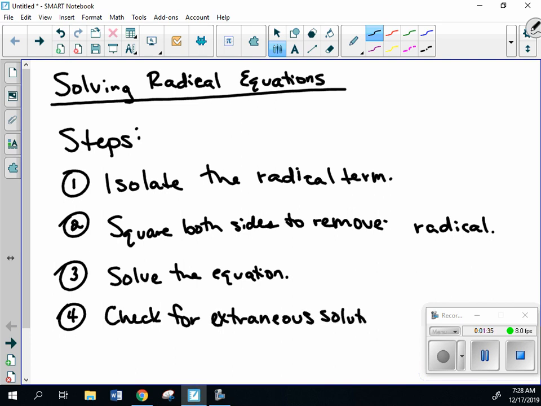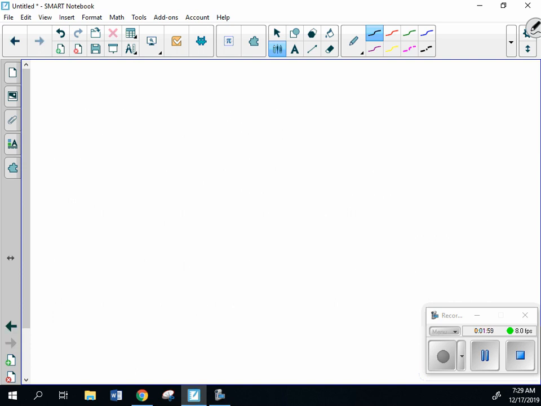Again, this is in general terms. Every situation is going to look a little bit differently, but in general, you can isolate the radical term. You can square both sides to remove the radical. It just might be that some equations require a little bit more in order to complete step three, solve the equation. It just kind of depends on what your equation looks like to start with. So let's start a little bit basic right now.